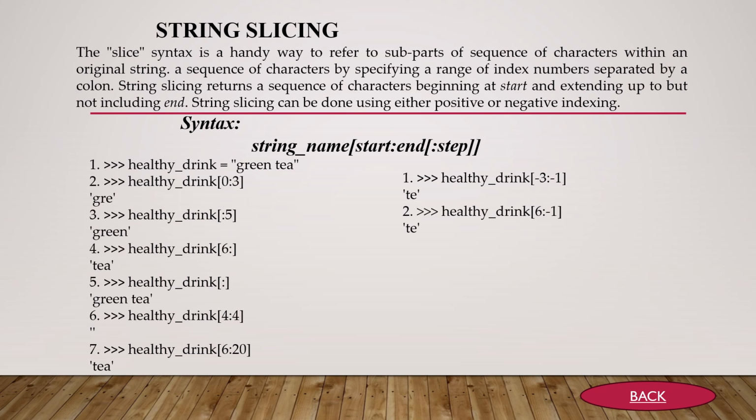The slicing of a string refers to accessing the subparts of the sequence of characters from the original string. So the slicing could be done by specifying the range of index numbers separated by a colon. So we need to provide start, end, and step values. It returns the substring beginning at the start, extending up to the end, but not including the end. String slicing can be done using either positive or negative indexing. So here are some of the samples that have been given in the slide, just to go through how this works out.